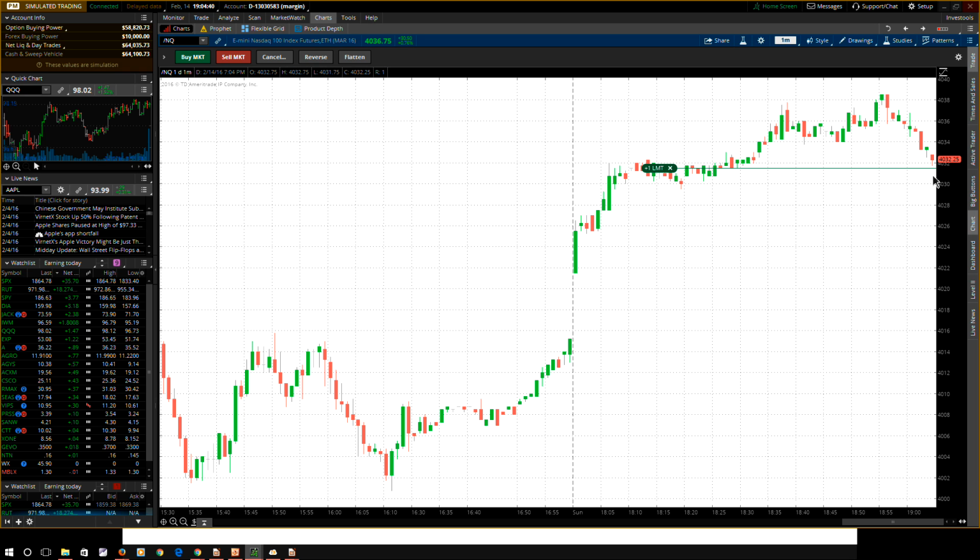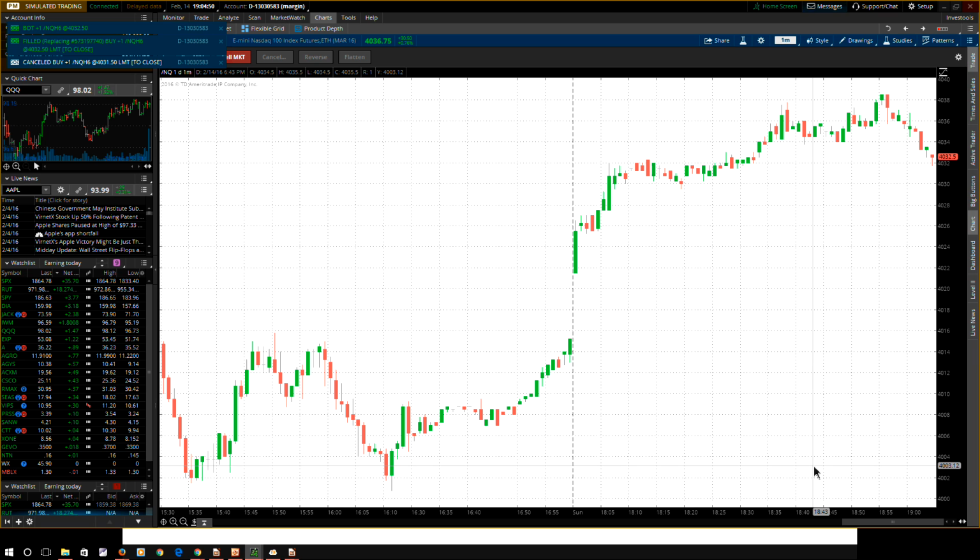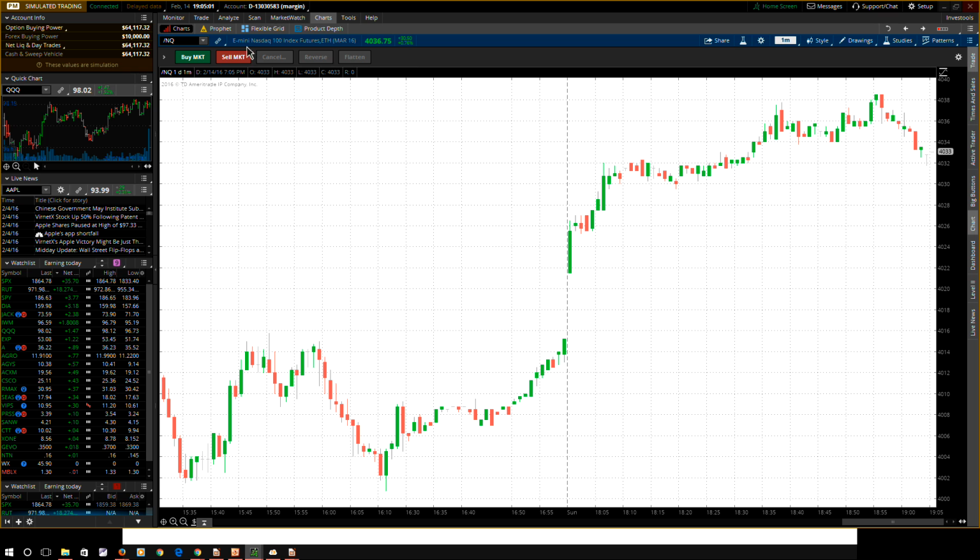If it is below where the market is trading at and I really want to get out of that right away, I can adjust my order up. That order confirmation dialog pops up again, and I can just say send. It gets me out. So that was buying to open and selling to close, and I sold one to open and bought it back to close. That's how quick and easy it is to trade on these platforms. This is the Thinkorswim platform.